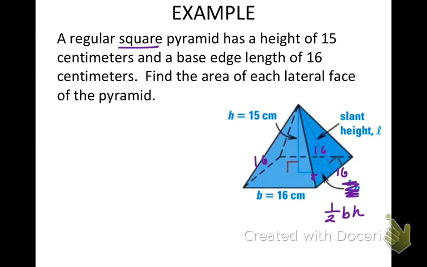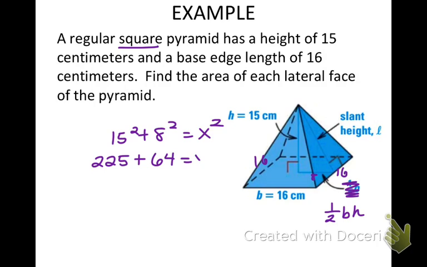So if I use the Pythagorean theorem, I'm going to get rid of that 16 because that's kind of looking like it's on the hypotenuse. If I use the Pythagorean theorem of 15 squared plus 8 squared, and then equal it to x squared, that's going to get me my slant height. So let's go ahead and do that. So 15 squared plus 8 squared is equal to x squared. 15 squared is 225. 8 squared is 64. Equal that to x squared.